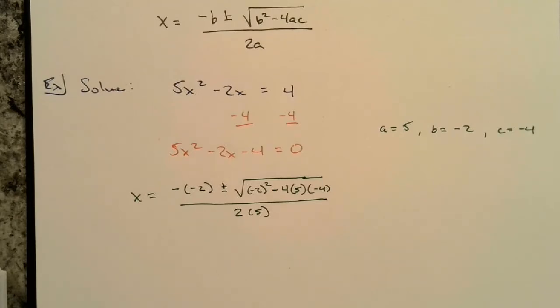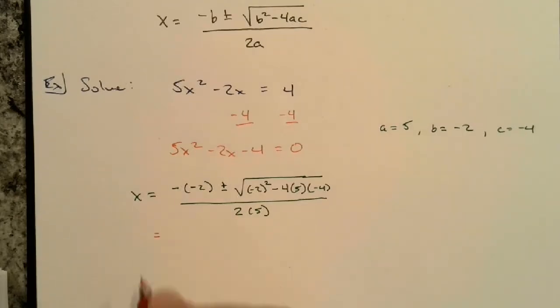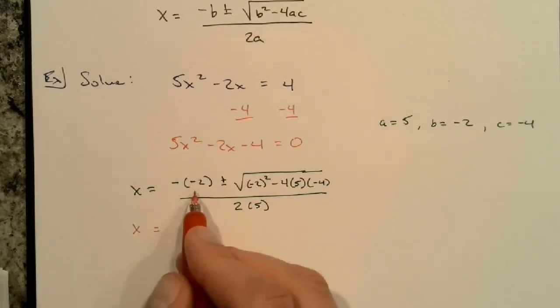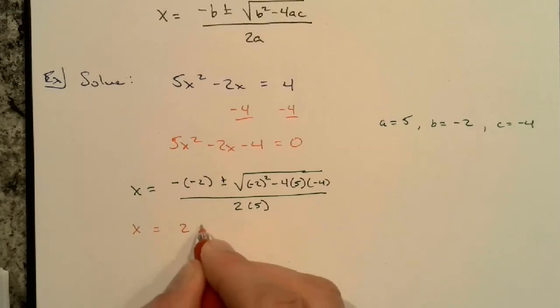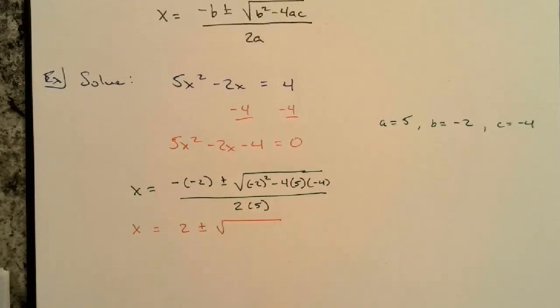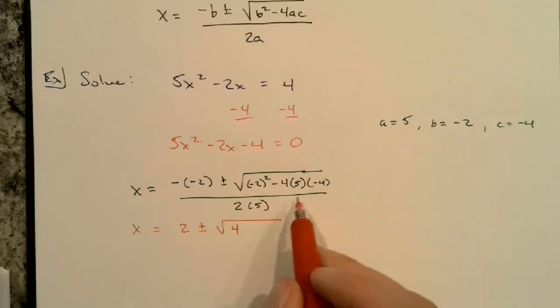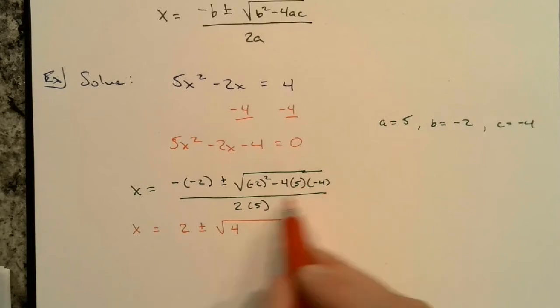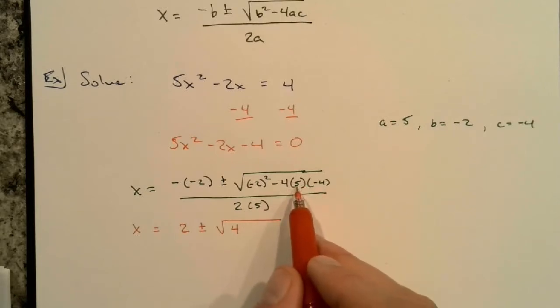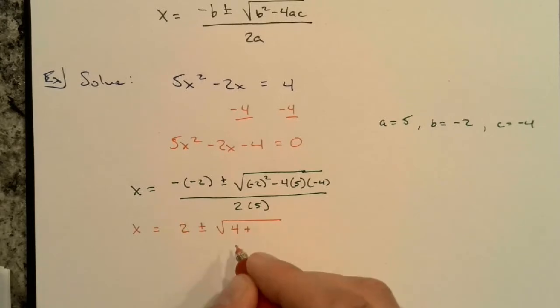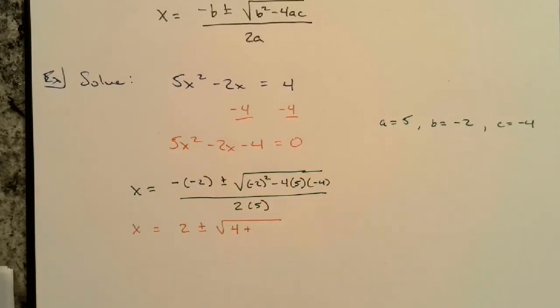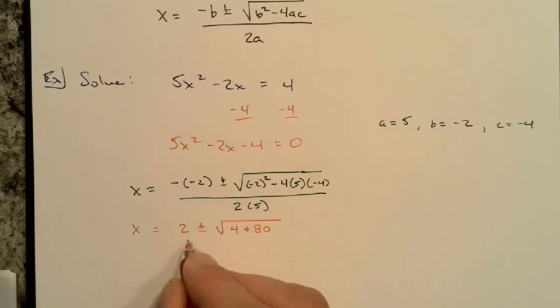Once you have this, we simplify. So we end up with x equals negative negative 2 is negative 1 times negative 2, which makes it just a positive 2, plus or minus the square root of, let's talk about what happens in here. A negative 2, that quantity squared gives you a positive 4. Then negative 4 times 5 times negative 4. A negative times a negative will make it positive, so this is going to be a plus now. 4 times 5 times 4. 4 times 5 is 20, times 4 is 80, so it's a plus 80. And this is all over 2 times 5, which is 10.